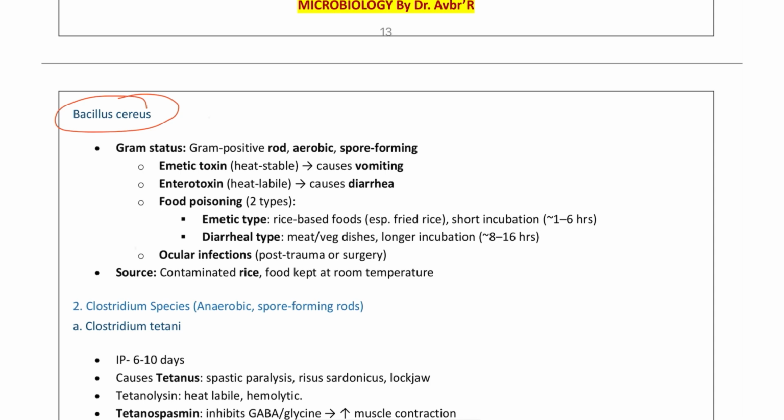Bacillus cereus will have the emetic toxin and enterotoxin. Emetic toxin will cause vomiting, and the enterotoxin will cause diarrhea. It is also a spore-forming type, and most commonly it will cause food poisoning from rice-based foods like fried rice. Okay, these are the things that will be caused by Bacillus cereus.